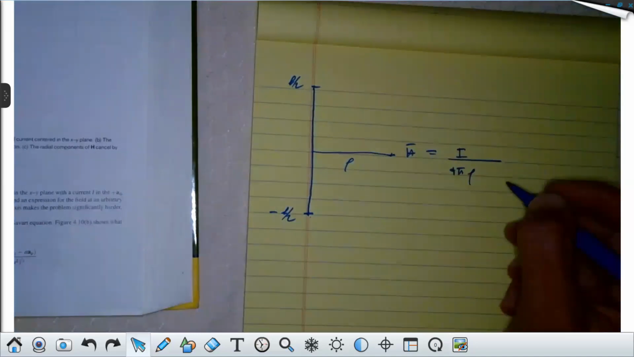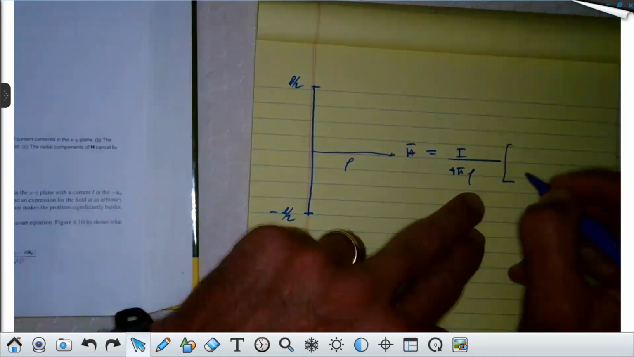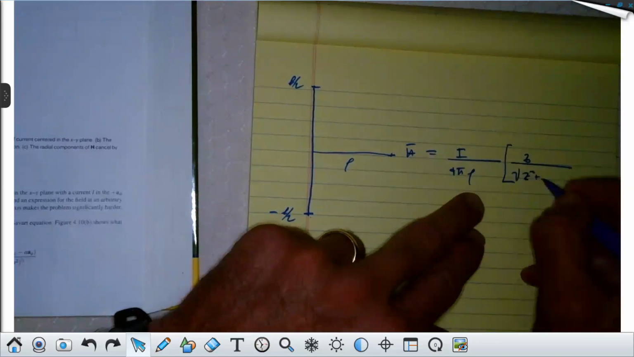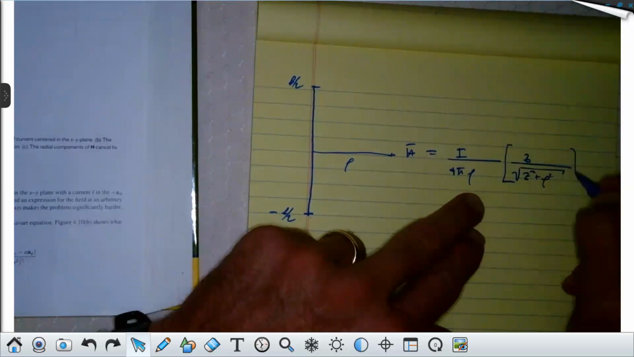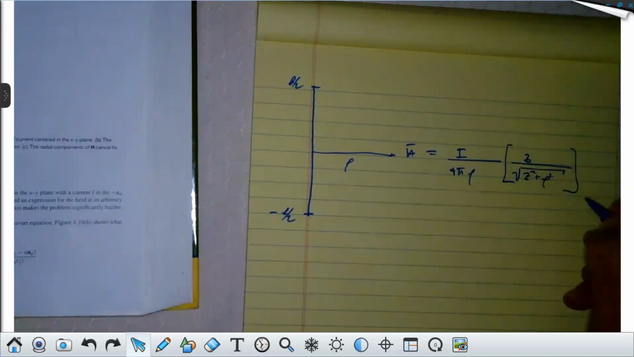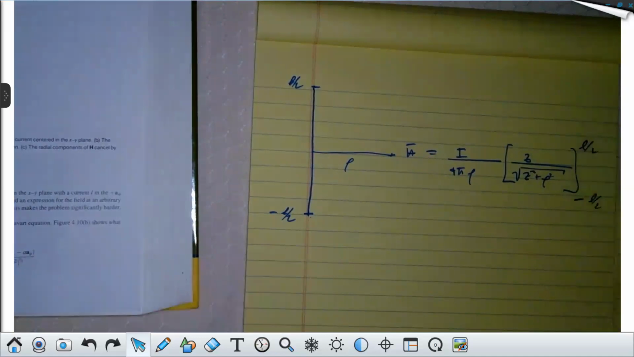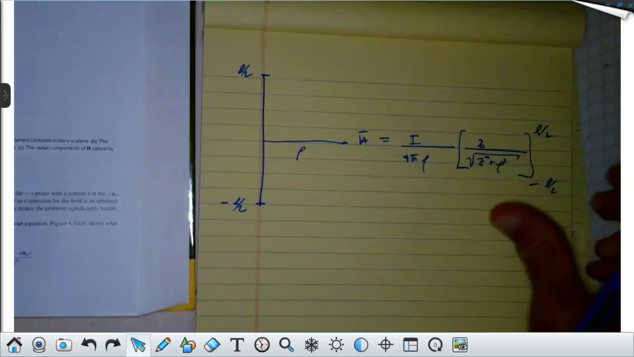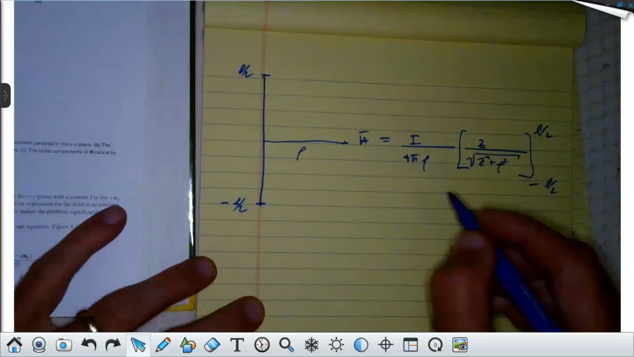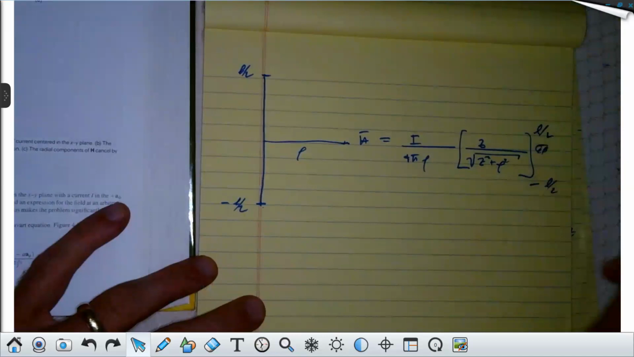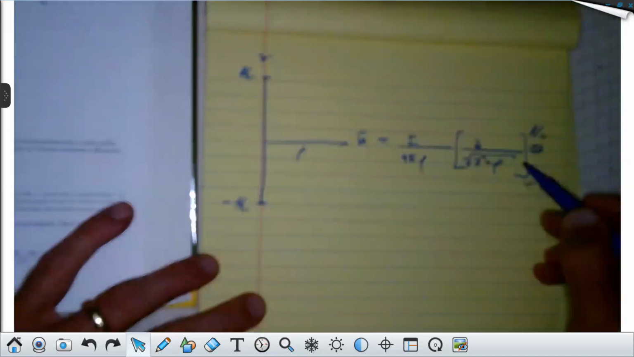And then you would evaluate z over the square root of z squared plus rho squared right there between minus L over 2 and L over 2. And this would be the H field coming out of the paper. And I guess it would be A phi in this case, if this is the Z axis. Can you all see this right here, class?